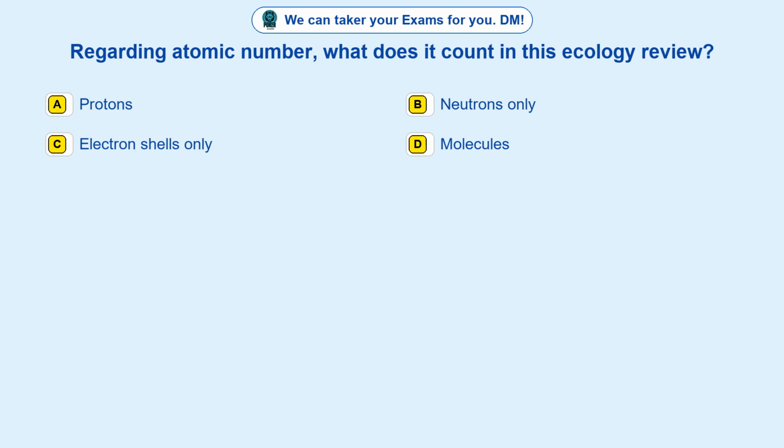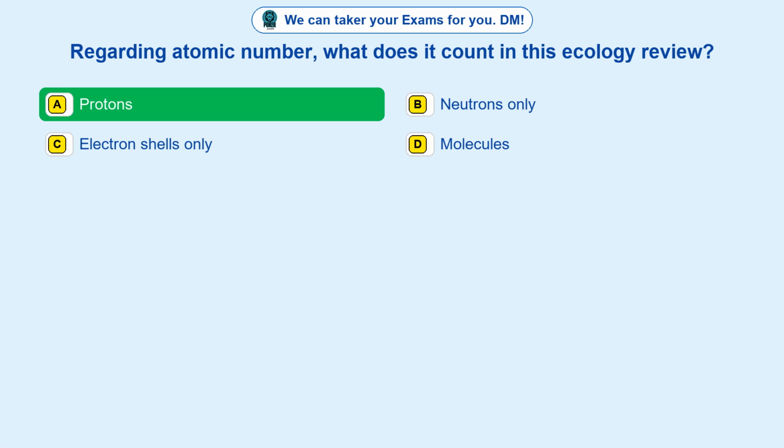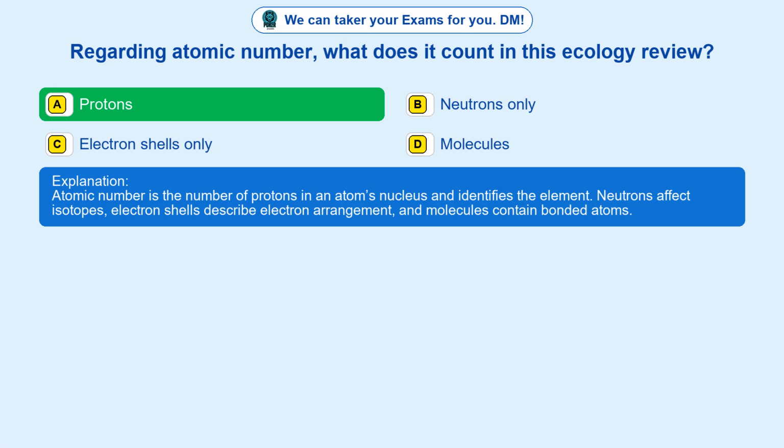Question 31. Regarding atomic number, what does it count in this ecology review? Option A, protons. Option B, neutrons only. Option C, electron shells only. Option D, molecules. The correct answer is option A, protons. Atomic number is the number of protons in an atom's nucleus and identifies the element. Neutrons affect isotopes, electron shells describe electron arrangement, and molecules contain bonded atoms.